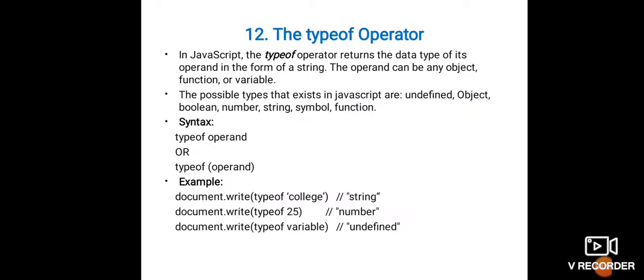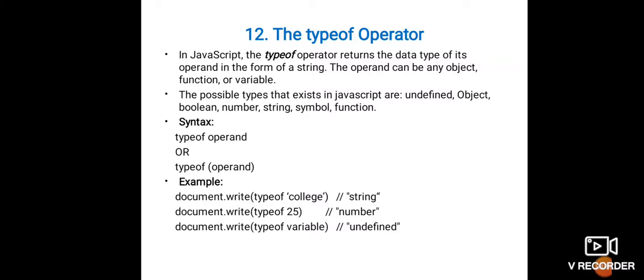The next one is the typeof operator. In JavaScript, the typeof operator returns the data type of its operand in the form of a string. The operand can be any object, function or variable. The typeof operator is used to return the type of its single operand. Here we are going to use only a single operand. It will return the operand's data type. It may be in any form, either number, string, boolean, or symbol, functions like this.